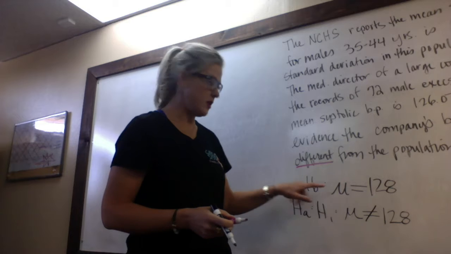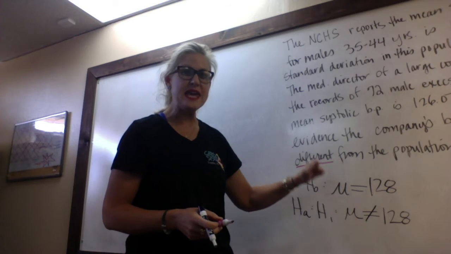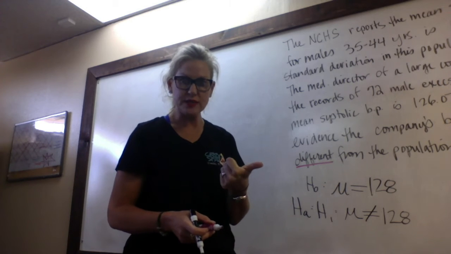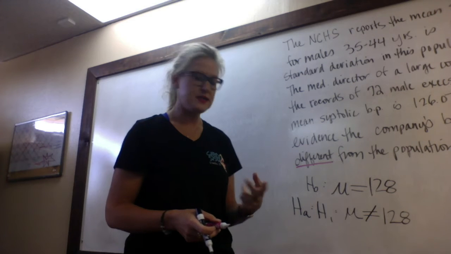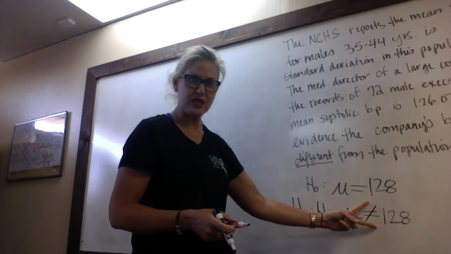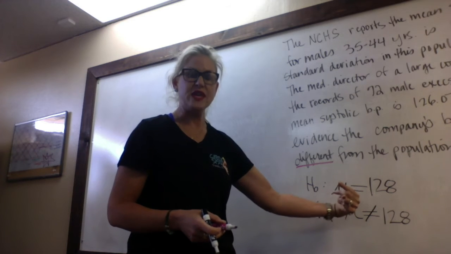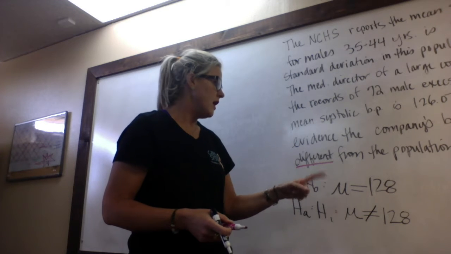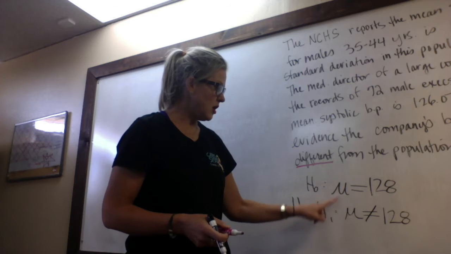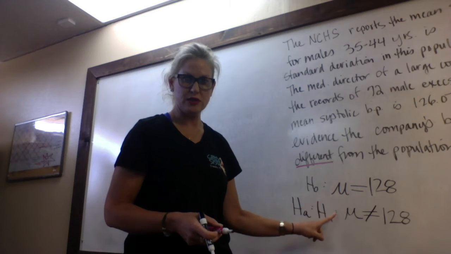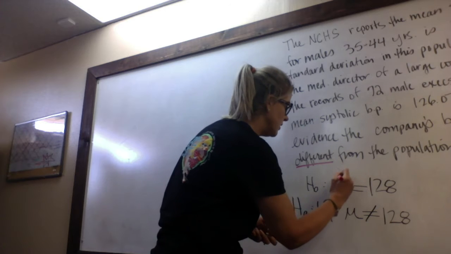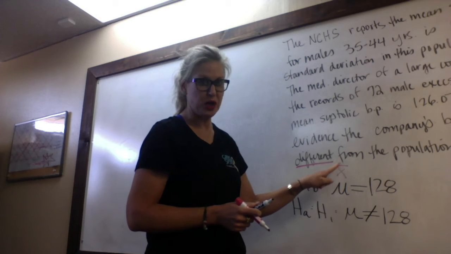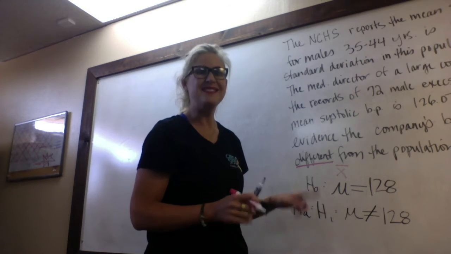Notice there's a few things here. First of all, the null always gets the statement of equality. The null is going to have either the solid equal sign, or if we're doing a one-tailed test and we have a greater than or less than symbol in the alternative, the null will have the opposite greater or less than symbol with the equal bar on the bottom. Also, all hypotheses always use population symbols. They never, ever use a symbol that's associated with a sample. So if you see an X bar in a hypothesis statement, that's wrong.